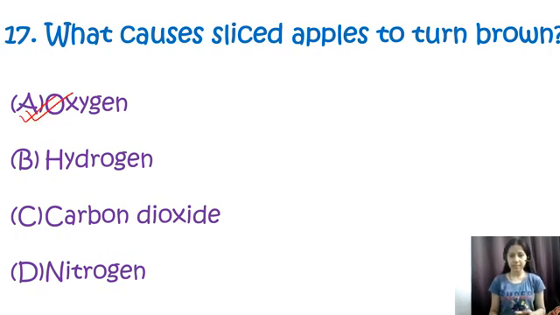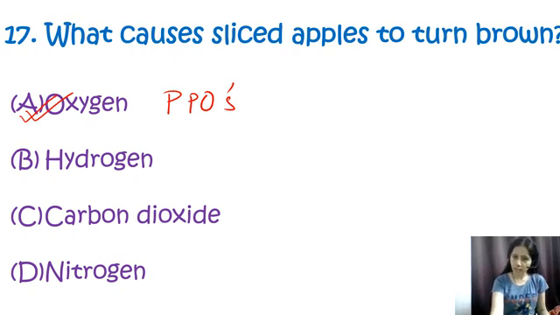When the sliced apple turns brown, it is due to the reaction of the oxygen present in the air with the enzyme present in the apple. When the cells of the apple get damaged or ruptured during the cutting or slicing process, what happens? The enzyme present in the apple, the polyphenol oxidase enzyme, is released. This enzyme catalyzes the oxidation of the phenolic compounds present in the apple. It leads to the formation of the brown pigment called melanin. Thus the oxygen causes the sliced apple to turn brown. Okay, so my correct option is A, that is oxygen.